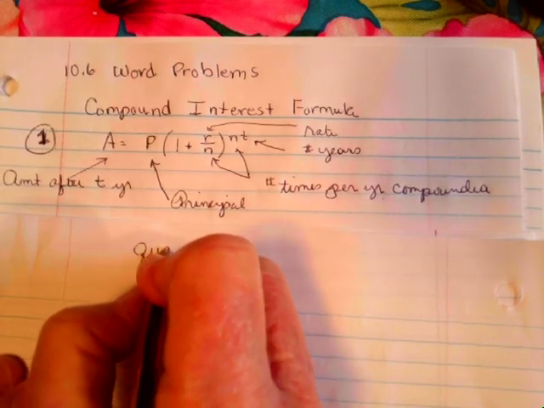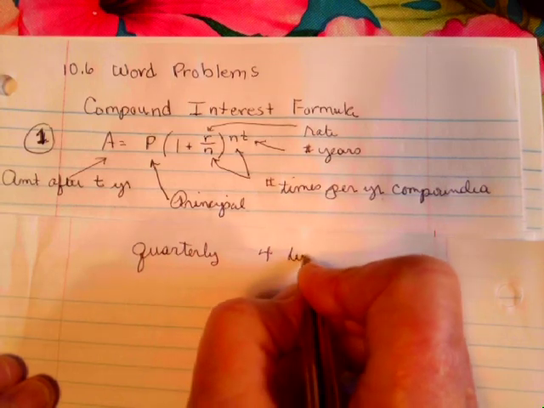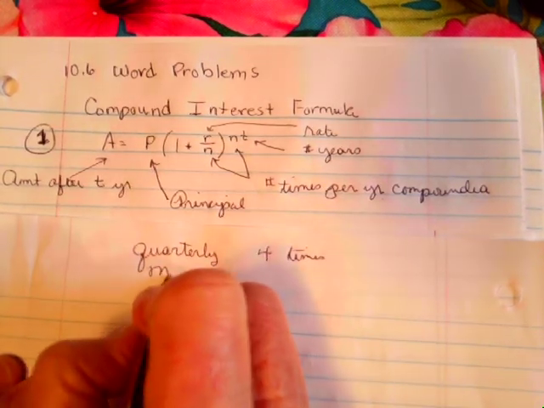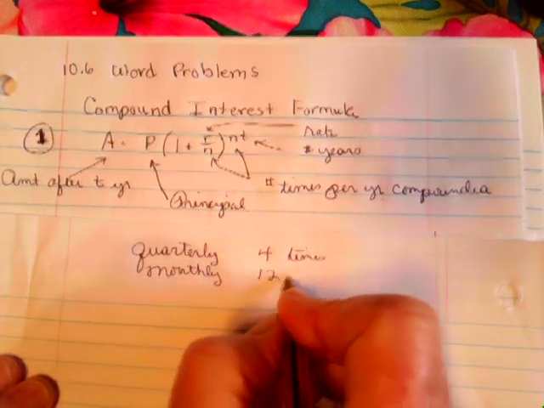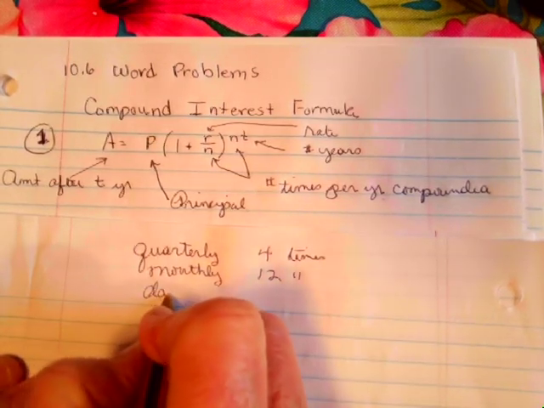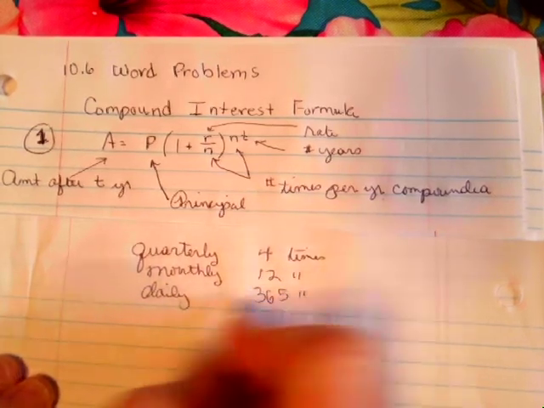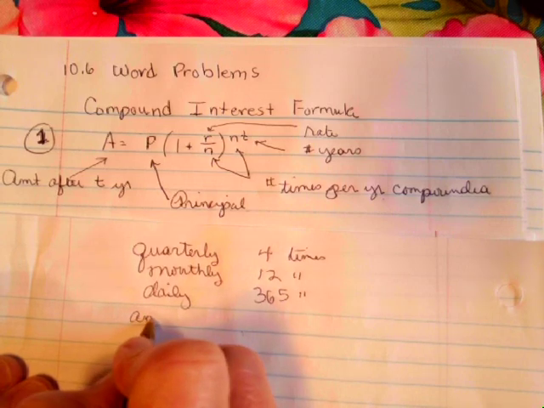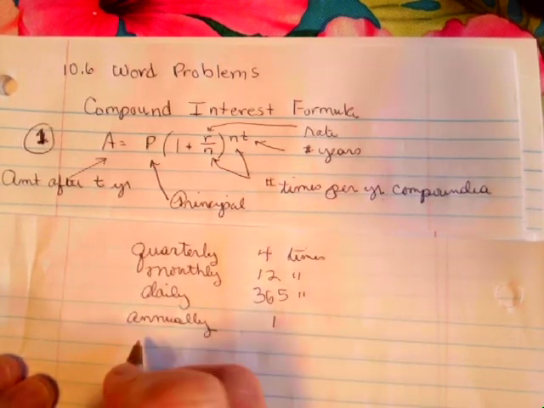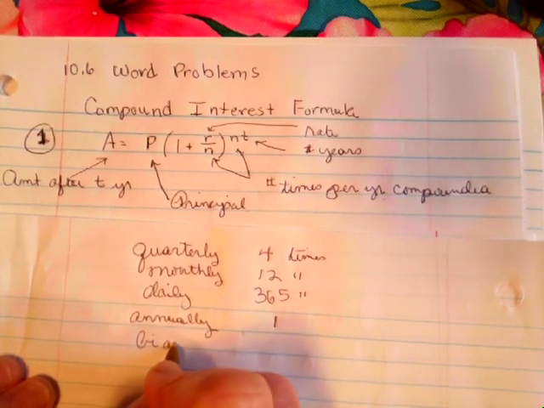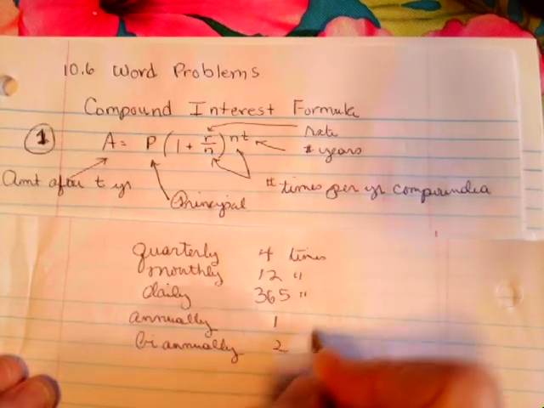Remember that quarterly would mean 4 times a year. Monthly would mean 12 times. Daily, 365 times. Annually, 1 time. Biannually would be 2 times per year.